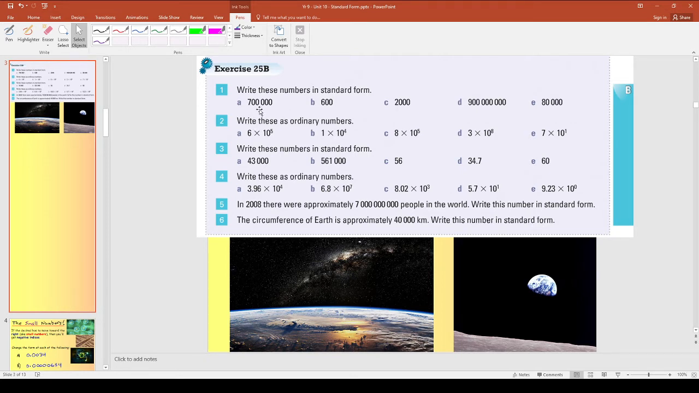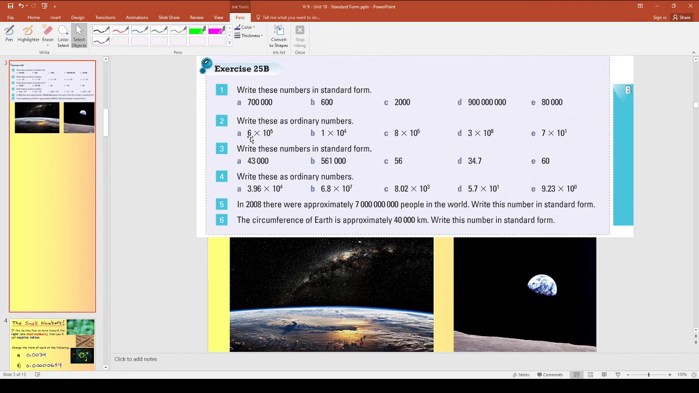And here we go. First one, you should have just had 7 times 10 to the 5. For B, 6 times 10 to the 2. C, 2 times 10 to the 3. D, 9 times 10 to the 8. E, 8 times 10 to the 4. Write these as ordinary numbers.